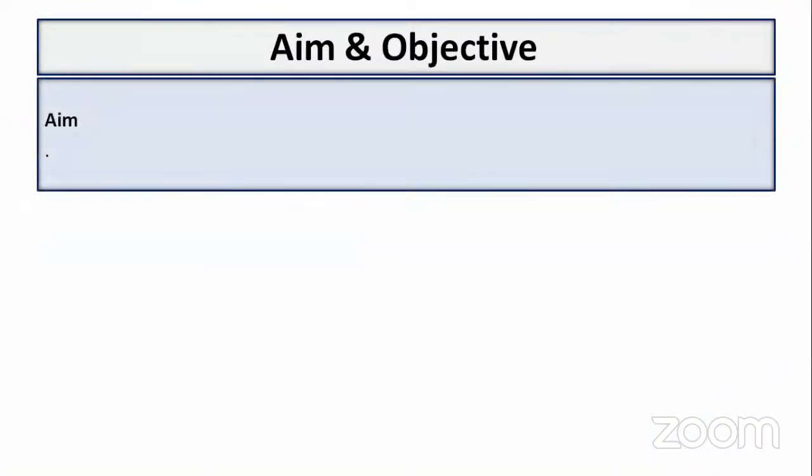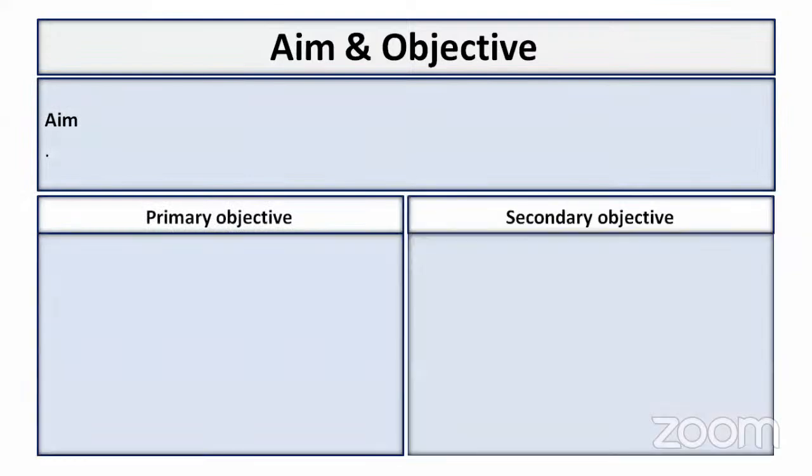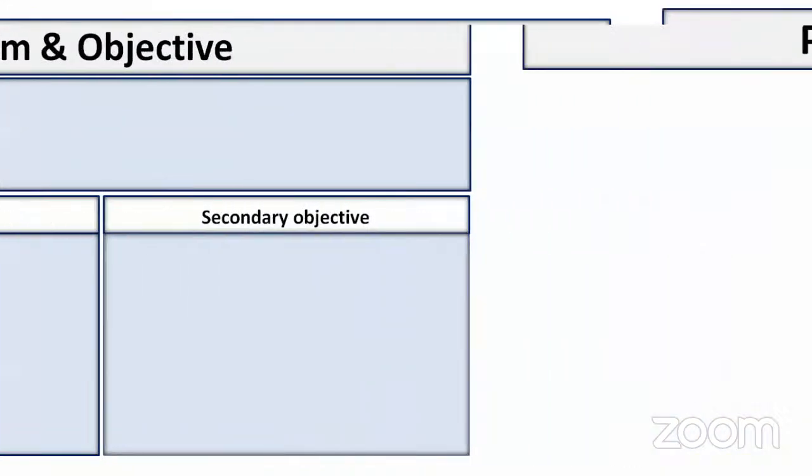And for aim and objective, instead of giving a paragraph, there is an option of primary and secondary. So small boxes we can make. It's a simple box. Just I have given a shadow. So you can just make it simple but more pleasing.